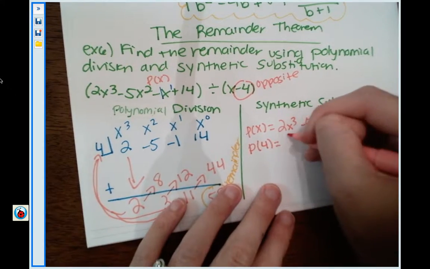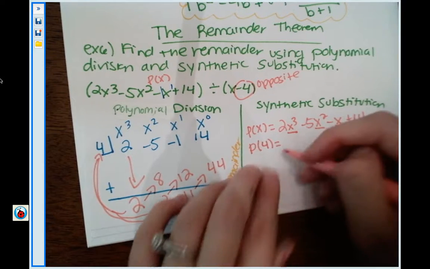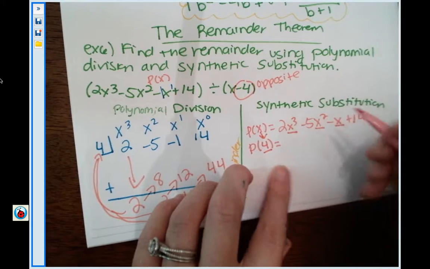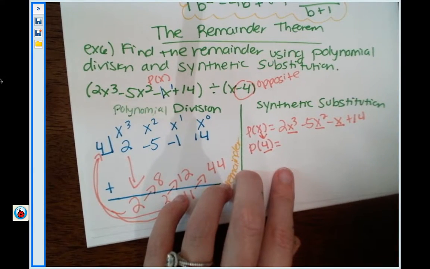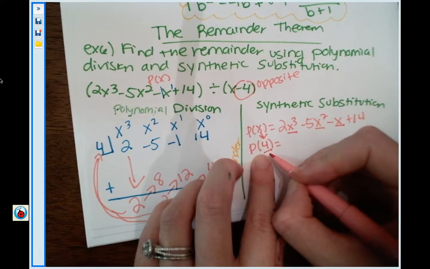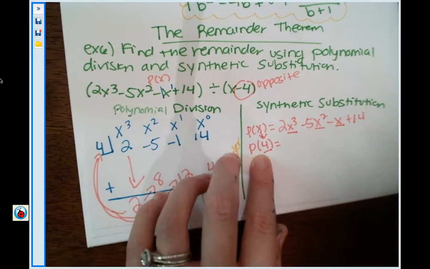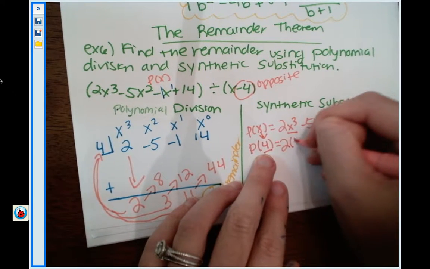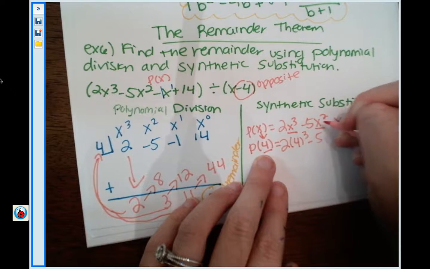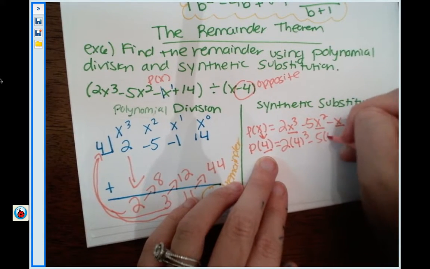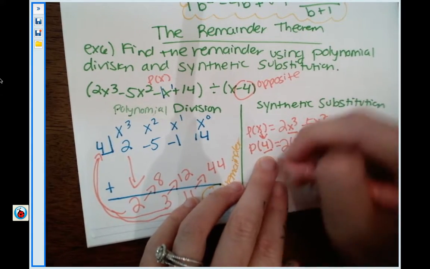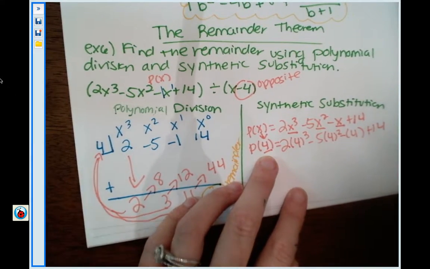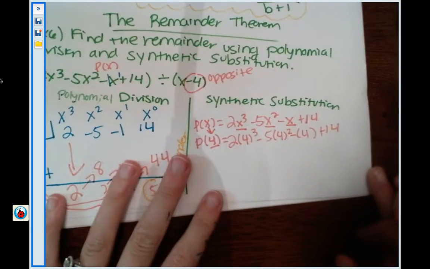So all my x's are going to transform into a 4. My x turned into negative 4, so all my x's will turn into a positive 4, not negative 4, sorry. So it will be 2 times my x, which is now 4, so 4 to the third, minus 5 times 4 squared, minus the x, which is now 4, so minus 4, and plus 14. Alright guys, let's see what happens.